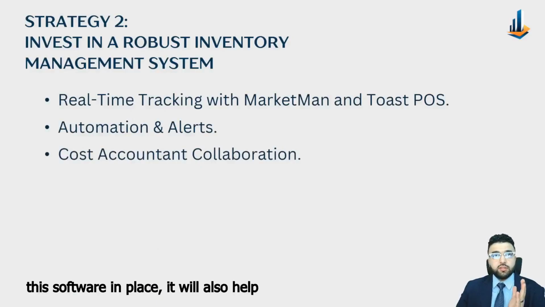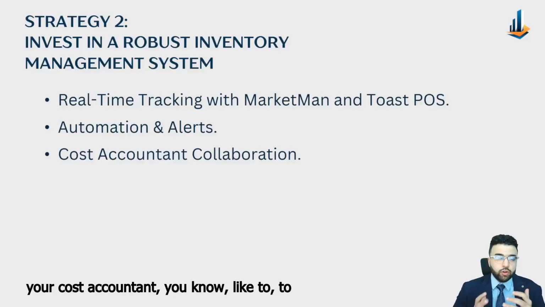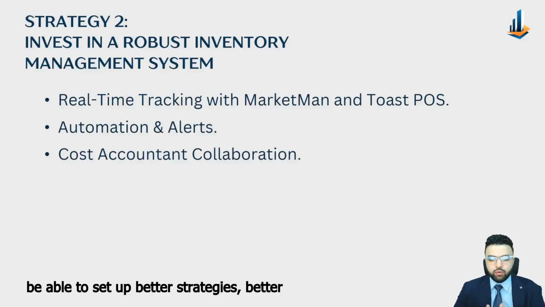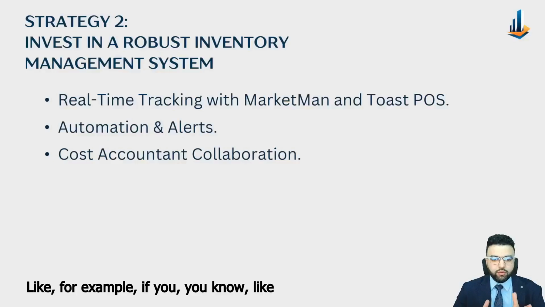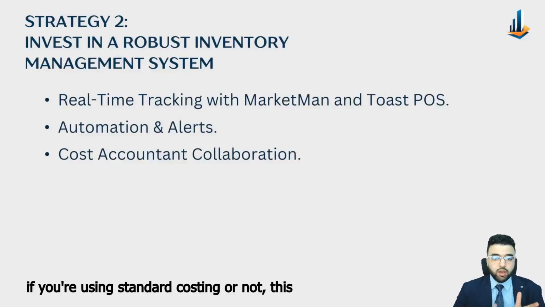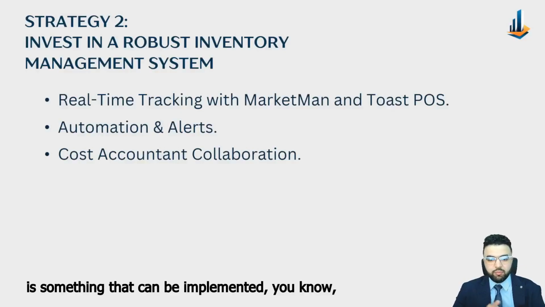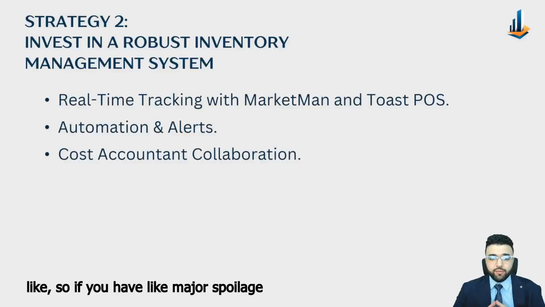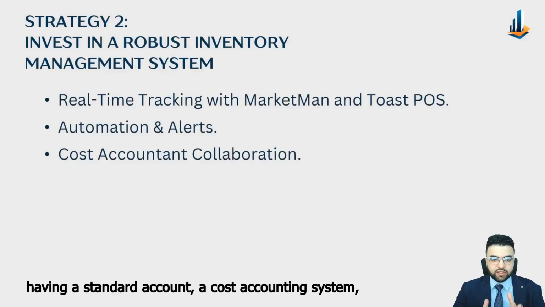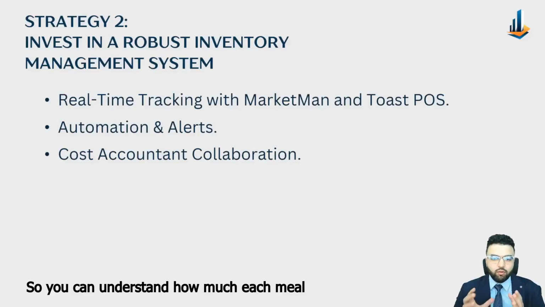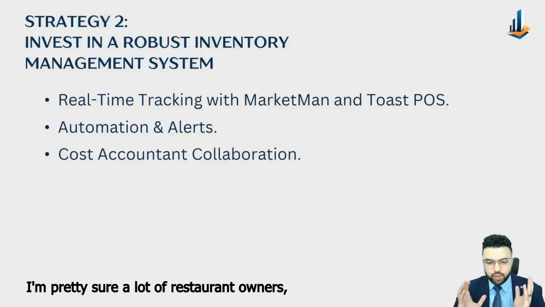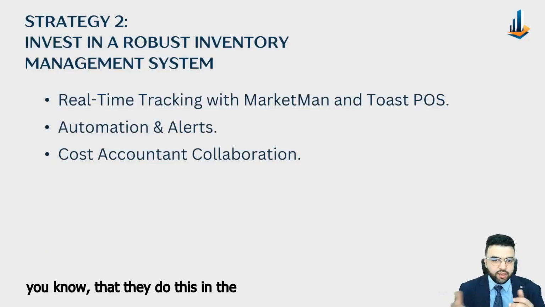Okay, so when we have this software in place, it will also help your cost accountant set up better strategies and a better costing system for you. For example, whether you're using standard costing or not, this is something that can be implemented. If you have major spoilage in your kitchen, having a standard cost accounting system will help you create a per-recipe cost, so you can understand how much each meal is costing you. I'm pretty sure a lot of restaurant owners do this in the back of their mind.